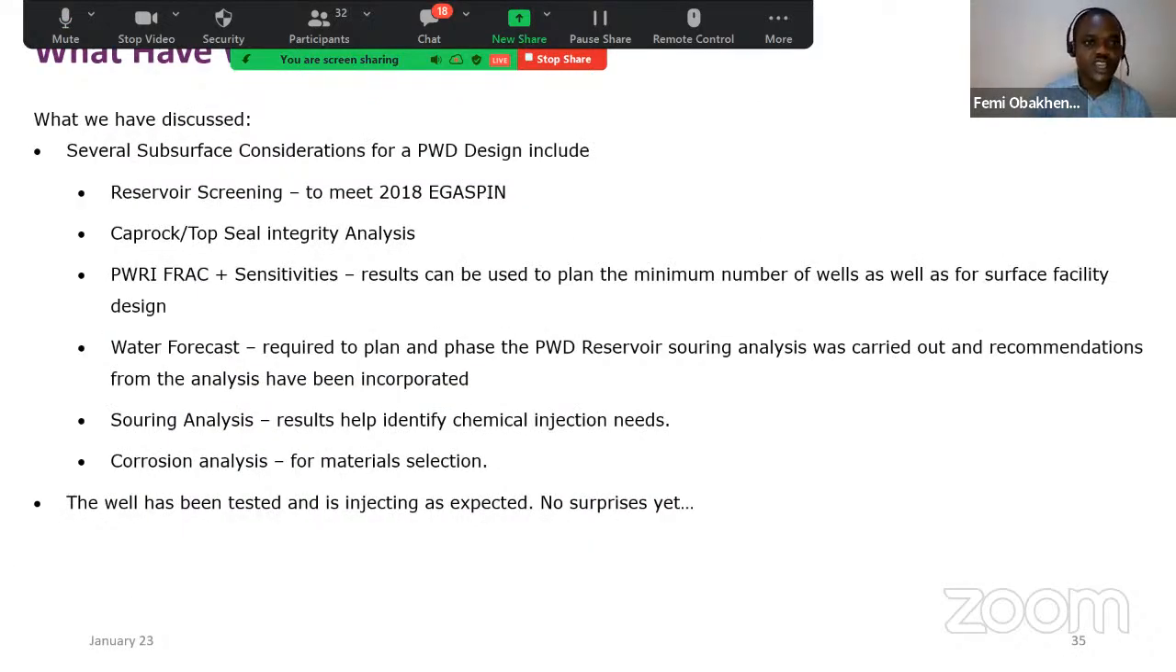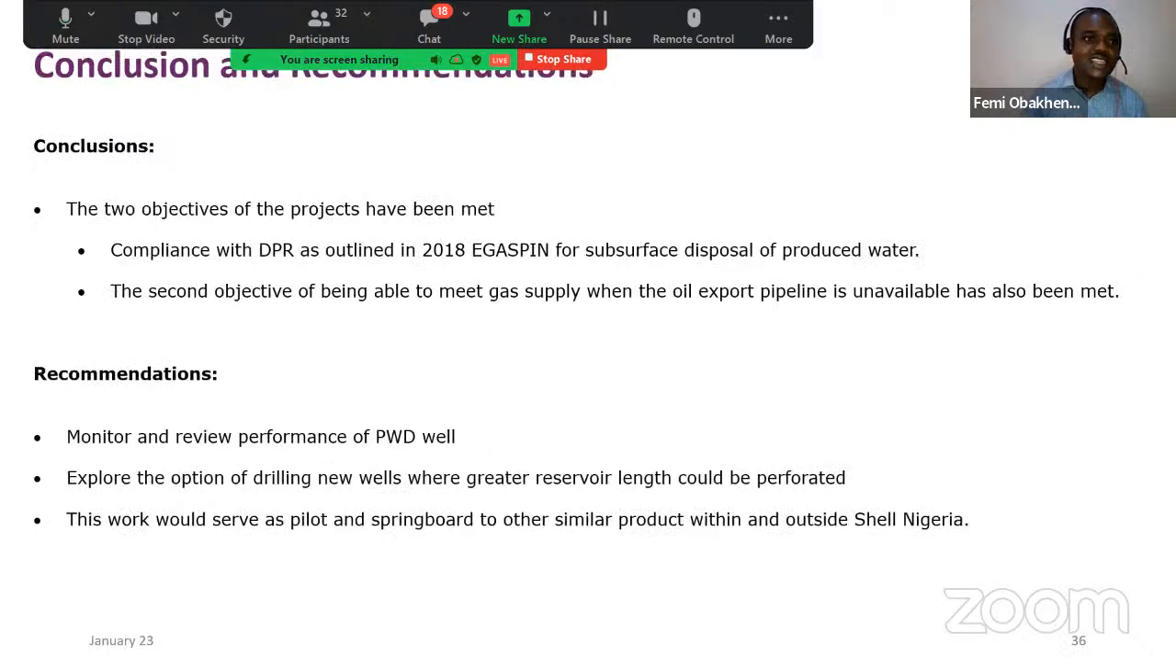So we have discussed some subsurface considerations for a robust produced water design, including reservoir screening, caprock integrity analysis, PWRI frac, the importance of water forecasting, sand analysis, and corrosion analysis, which help you build a robust produced water disposal system. All right, and in doing this project, we met the two objectives. First, compliance with DPR to pilot a subsurface disposal of produced water. And secondly, we are able to continue to produce our gas whenever our oil export pipeline is down.